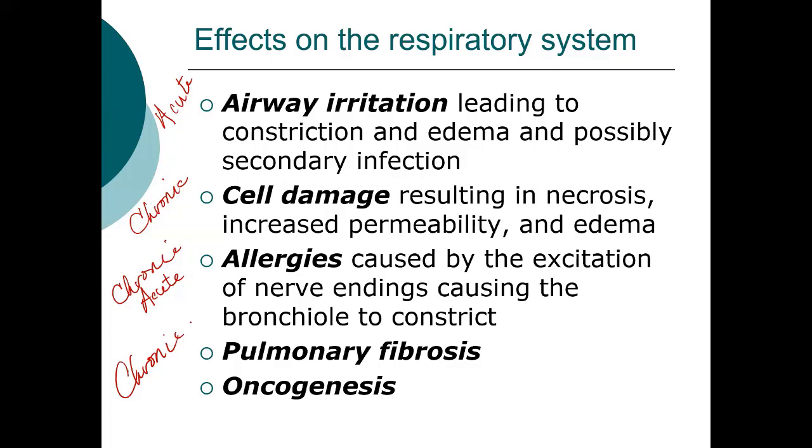Pulmonary fibrosis and oncogenesis are both results of chronic exposure. Pulmonary fibrosis, two examples are silicosis, and the other is asbestosis. So silicosis is caused by chronic exposure to silica dust. And asbestosis is chronic exposure to asbestos.